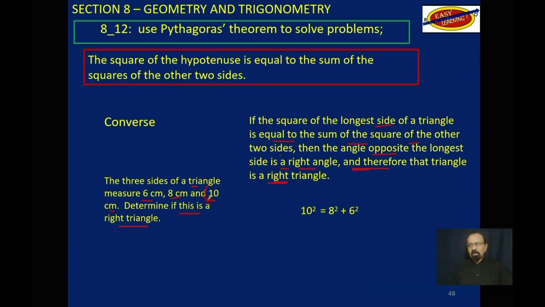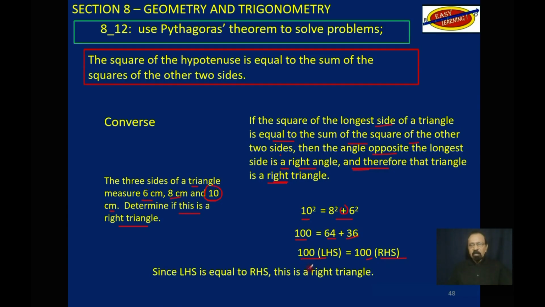So this is the longest side, so that would be the hypotenuse if it is a right triangle. So 10 squared is equal to the sum of the squares of the other two sides. 100 is equal to 64 plus 36 when you square those. So 100 on the left-hand side is equal to 100 on the right-hand side. That is so. Since the left-hand side is equal to the right-hand side, this is a right triangle.